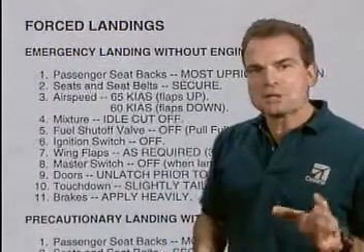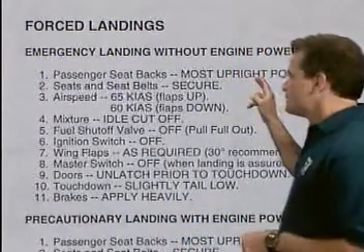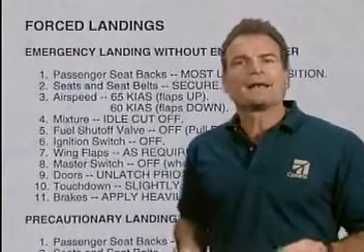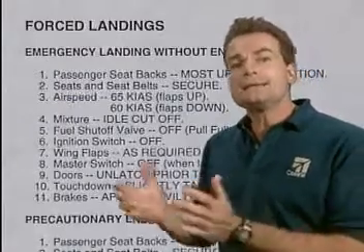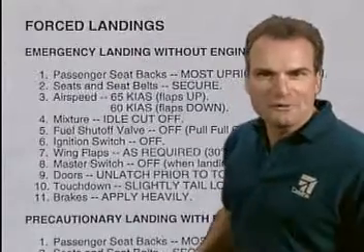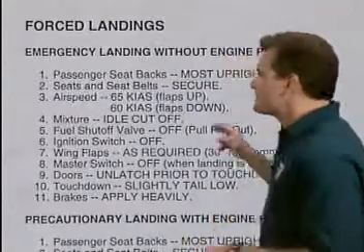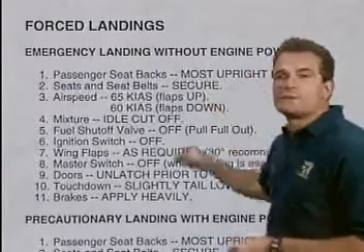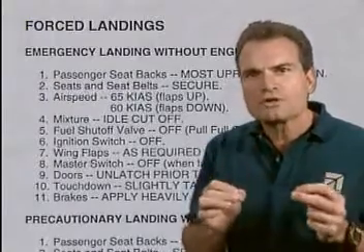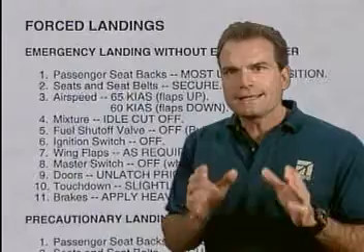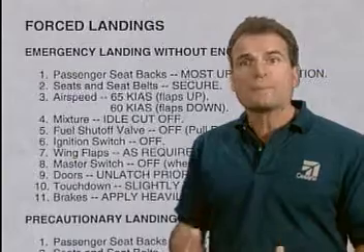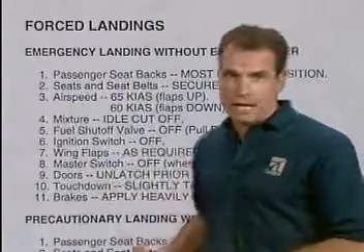Now, let's talk about the items on the checklist. The passenger seat backs should be in their most upright position. This is the best position to survive an accident, and it also allows the rear passengers an easier access to the door. Seats and seat belts should be secure. That's to keep everyone in their seats. The airspeed should be 65 knots indicated airspeed with the flaps up. This will get you the best glide, and of course, you want to concentrate on flying the proper attitude to get this speed. And if you trim the aircraft, that will help because it will free you up to do other important items on the checklist.